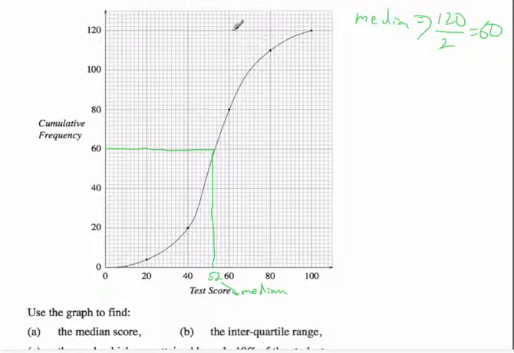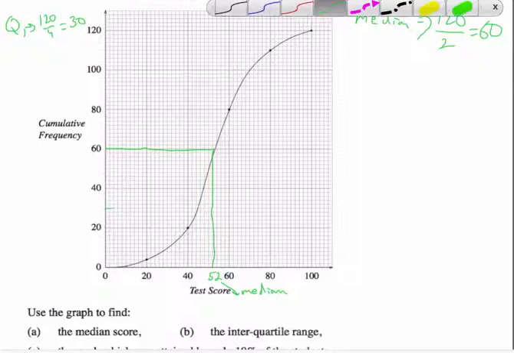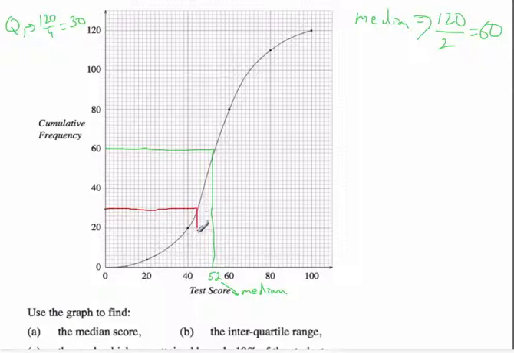Okay. And so for quartile 1, we're going to take 120 divided by 4, which equals 30. So we're going to start at 30. So 30 is right there. I'm going to use a different color now. Sorry, red. And go straight across. And then go down. That's 44. So 44 is quartile 1.